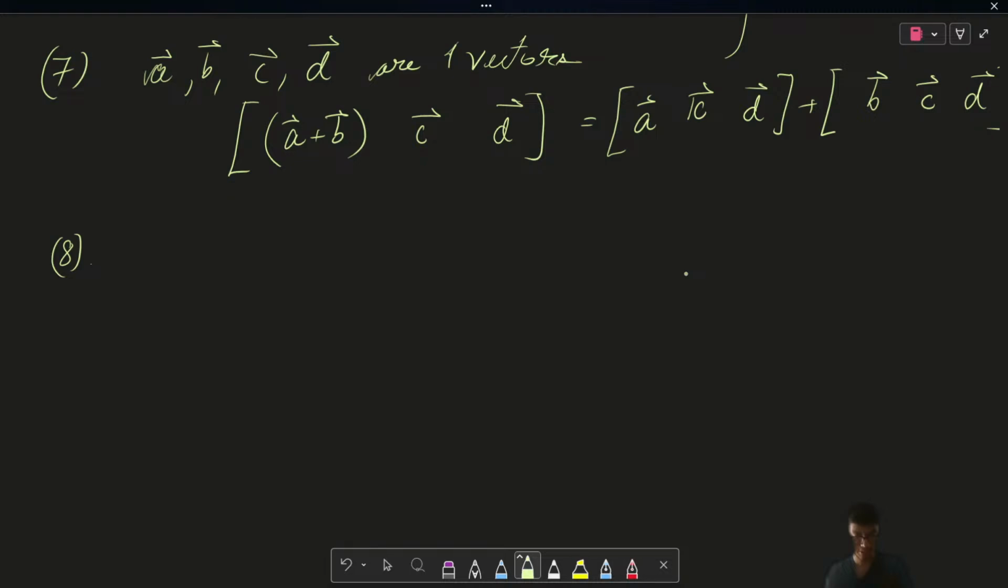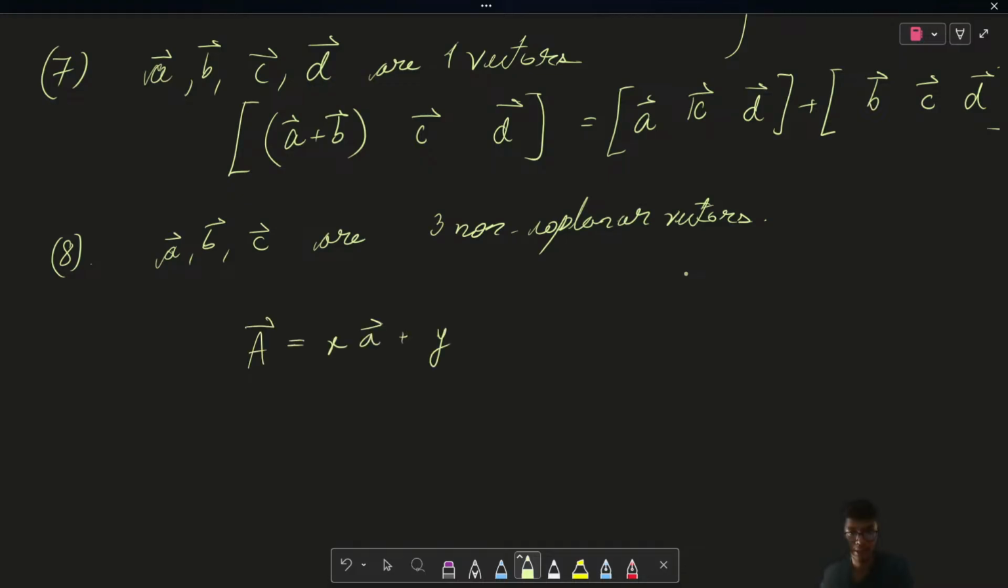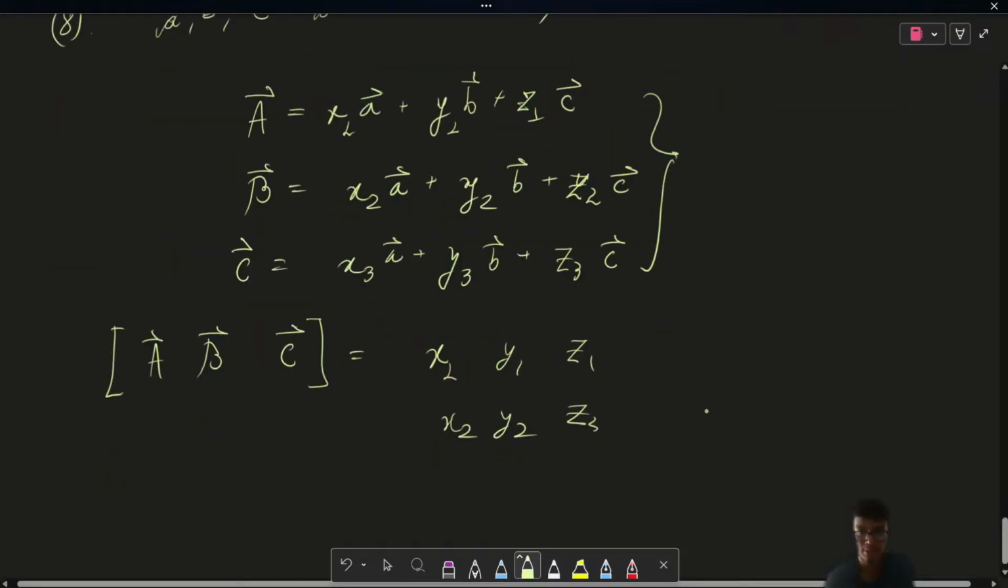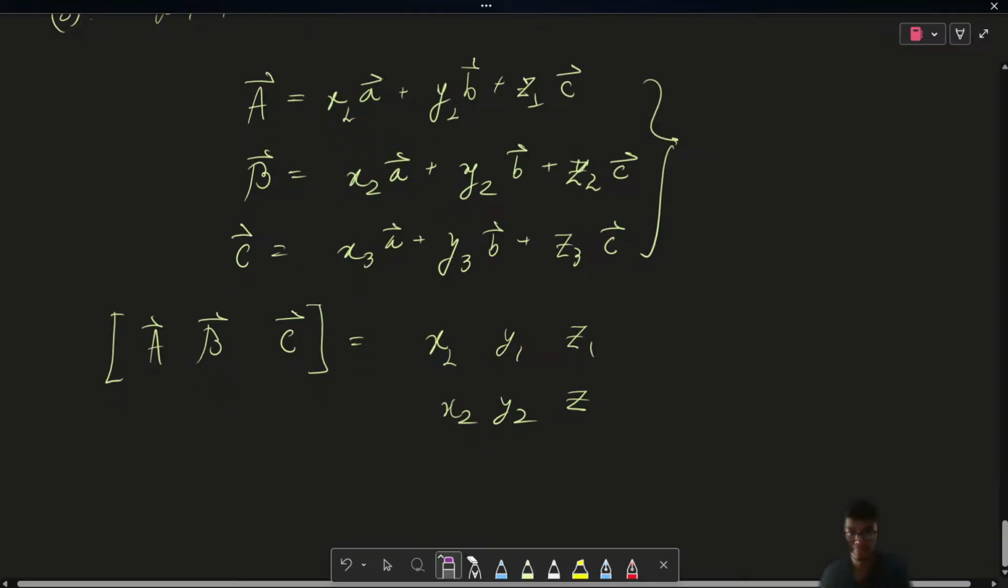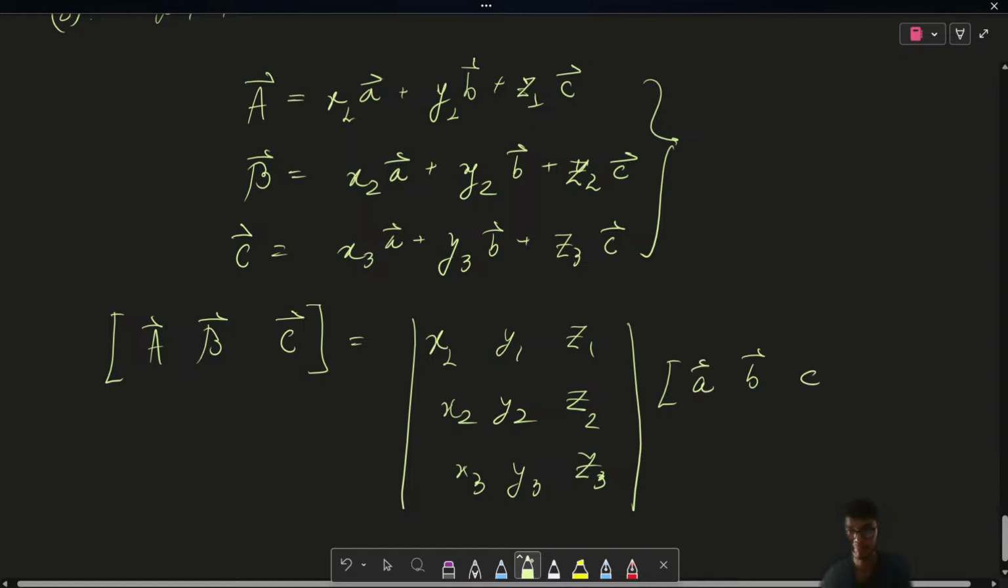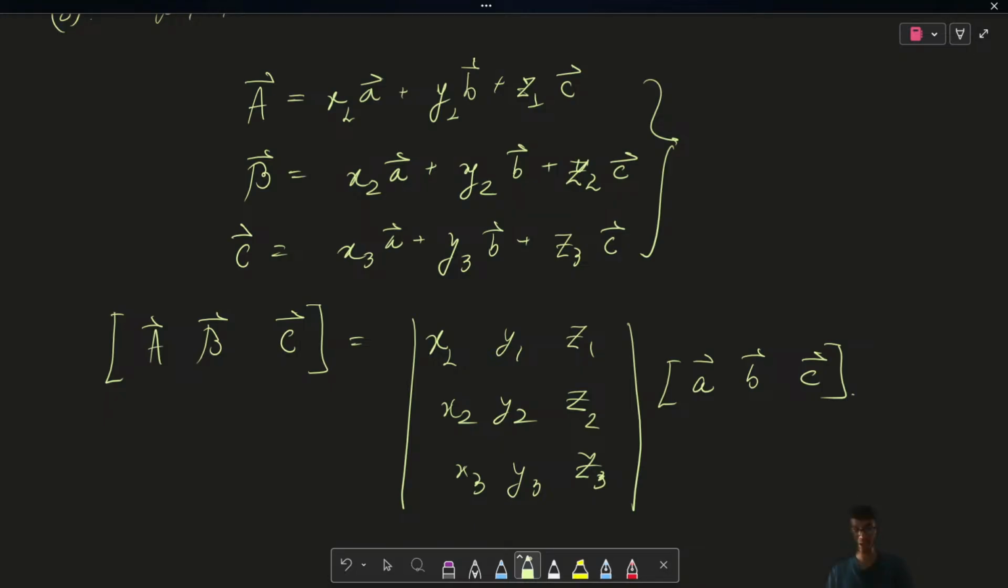The result says that, let us say I have small a, small b and small c as my three non-coplanar vectors, such that I form capital X as x times small a, y times small b and z times small c. Then the scalar triple product of this small a, b and c vectors. Okay, so this is the result for the scalar triple product of the capital A vector.